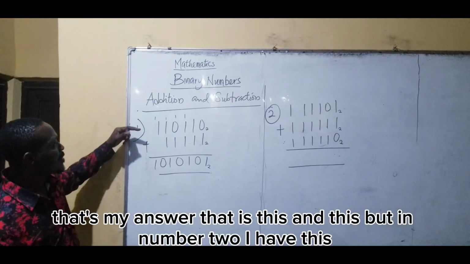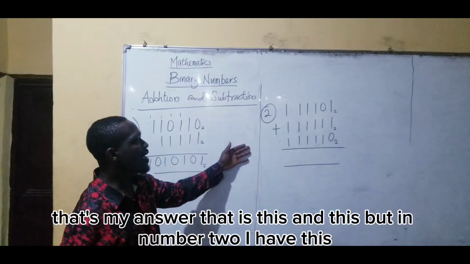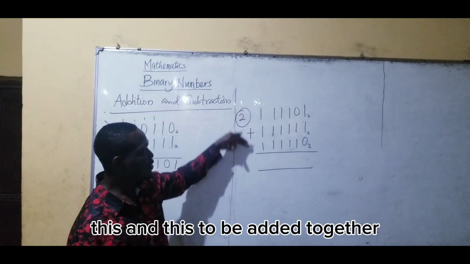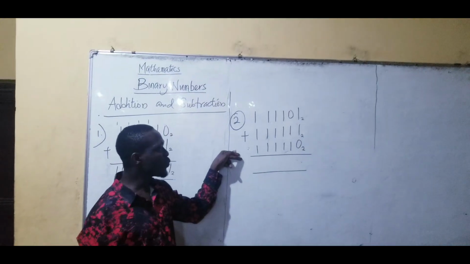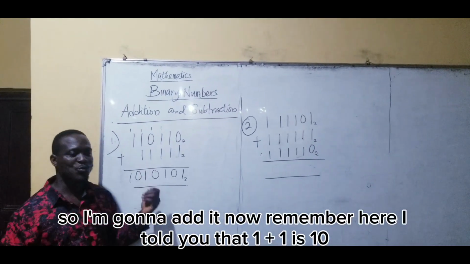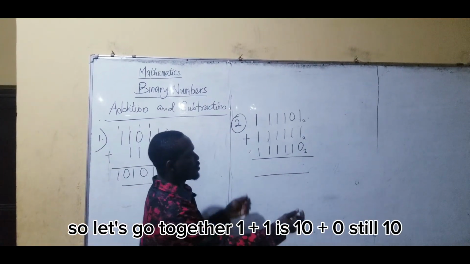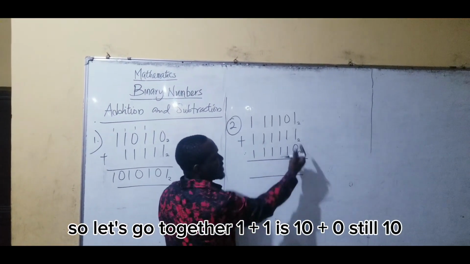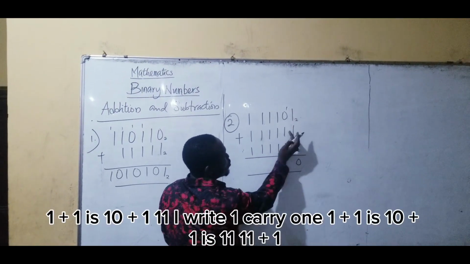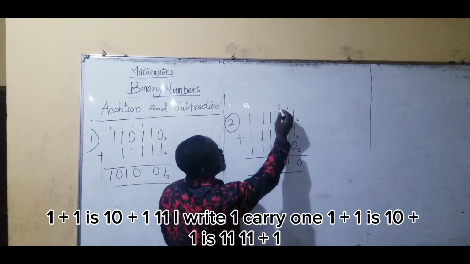That is this and this. But in number 2, I have this, this, and this to be added together. So I'm going to add it now. Remember, here I told you that 1 plus 1 is 10. So the same thing will be applicable here. So let's go together. 1 plus 1 is 10, plus 0 still 10. Now write 0, carry 1. 1 plus 1 is 10, plus 1, 11. I write 1, carry 1.